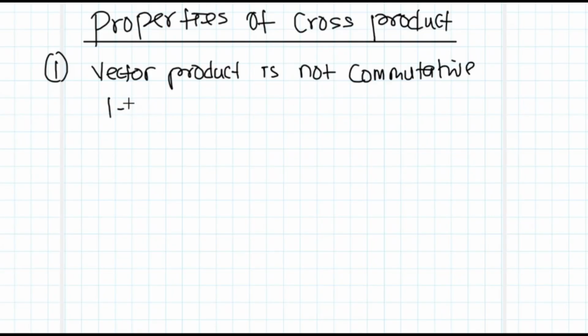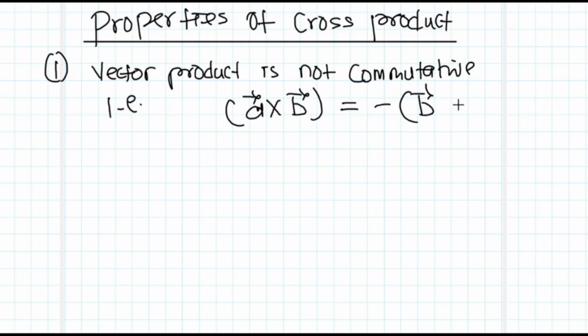So if you do A cross B, it is going to be equal to minus B cross A. You can see because of the minus, it's not commutative. And we don't have to prove the results, it just holds.